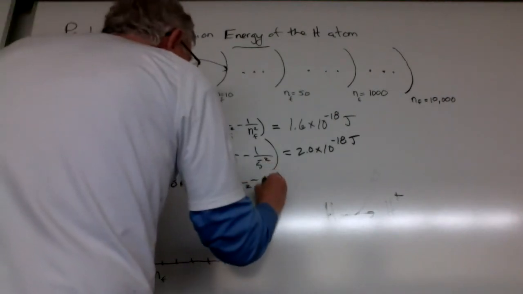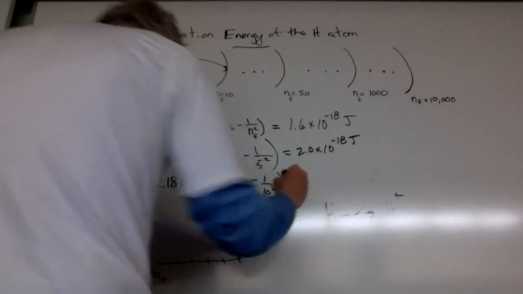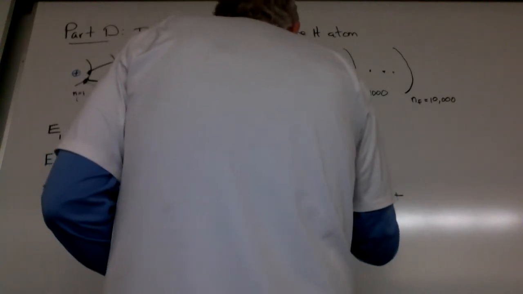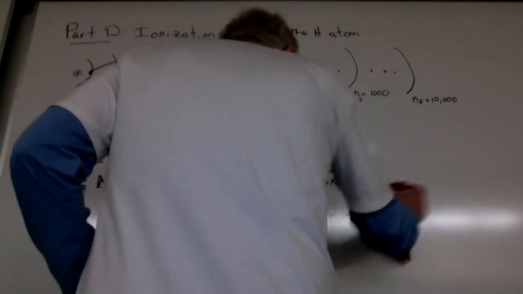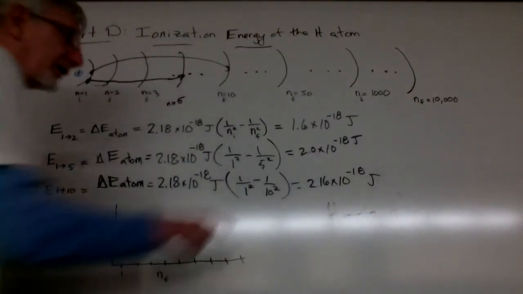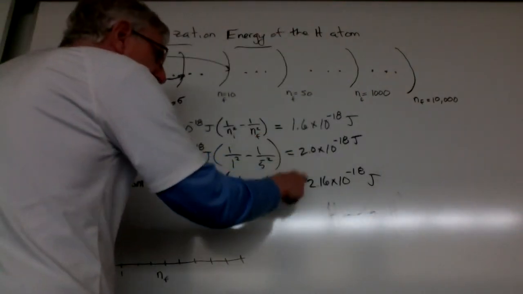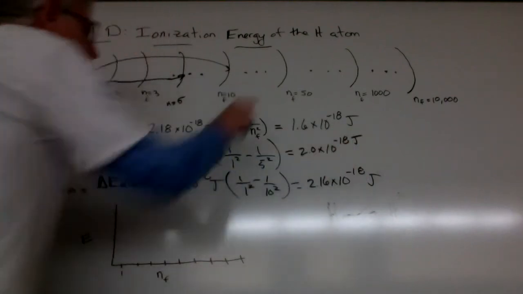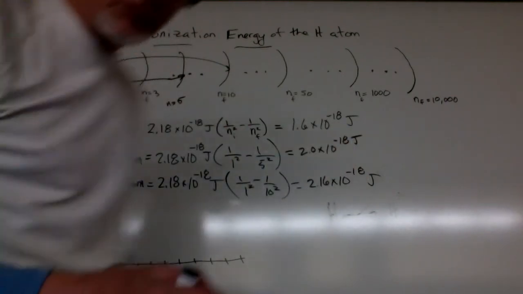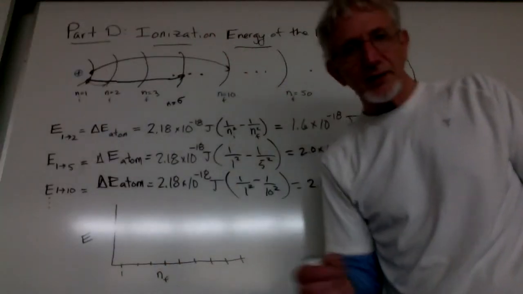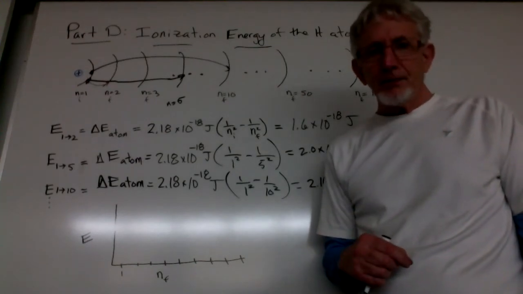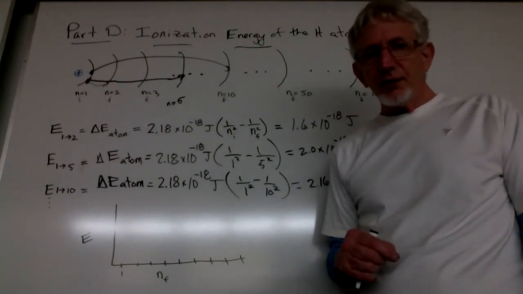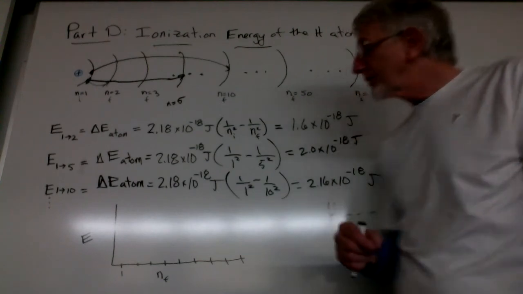So 1 over 10 squared. And when you do that, you get 2.16 times 10 to the negative 18 joules. And notice that it's larger yet. It's taking more energy each time you pull the electron further away from the nucleus, which makes physical sense because the electron is attracted to, held by, the attractive force of the positively charged nucleus.